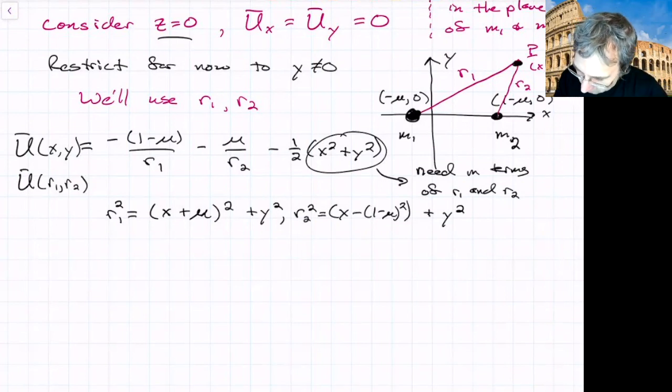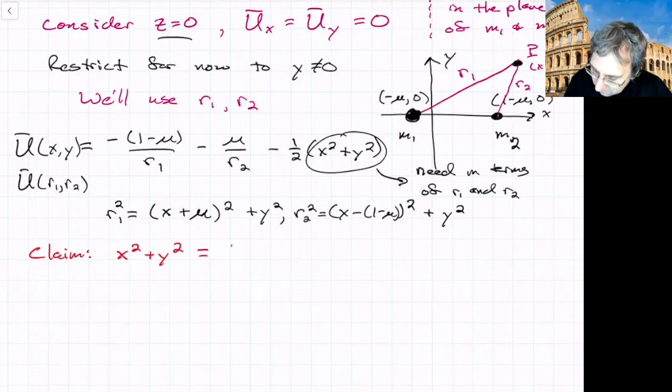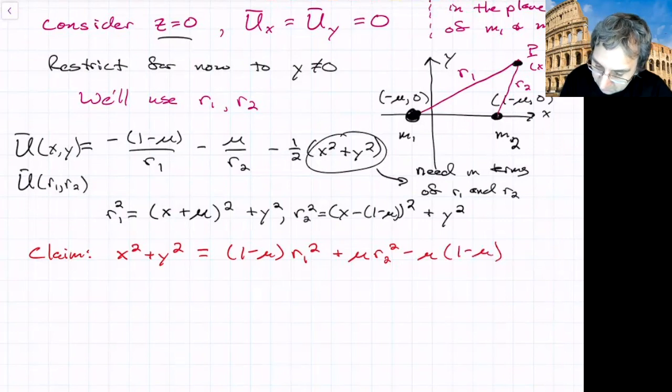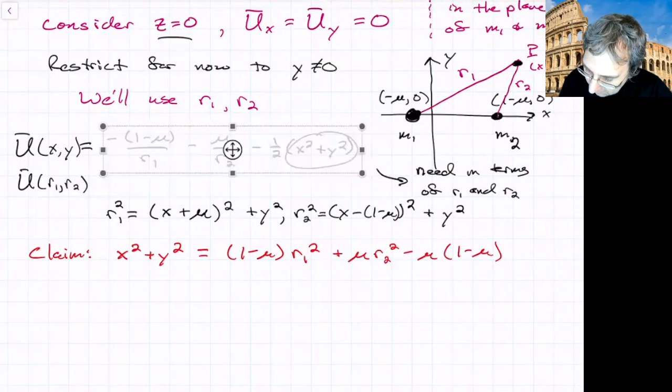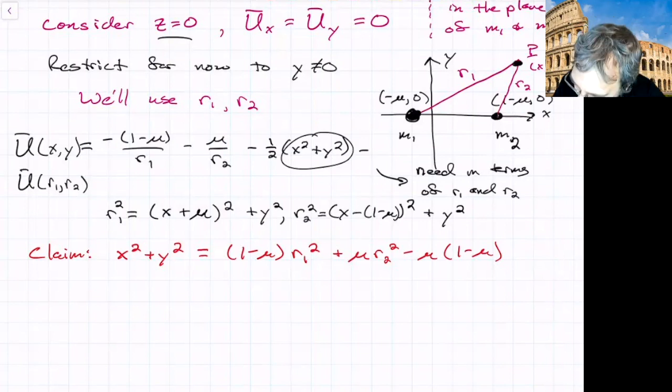Oh, the squared is in the wrong place here. There it is. Here's what I'm going to claim, and it'll actually make life easier if we can work this out. I'm going to claim that x squared plus y squared equals (1 minus mu) R1 squared plus mu R2 squared minus mu(1 minus mu). Oh, and that does remind me, I am missing something from this U bar, and it's that constant term that we just sort of kept around. There was some term added, minus 1/2 mu(1 minus mu). So that's in there.